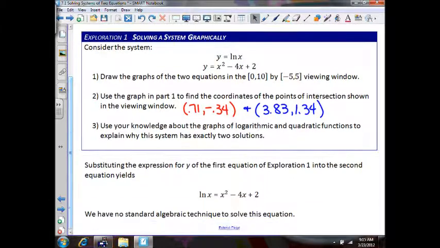So that's how we know about the graphs of logarithmic and quadratic functions. Nothing's going to be left of the x-axis or left of the y-axis for negative x. So that's why those two intersection points we found are the only two that we have. Now, if we substituted ln of x in for y in the first equation, put that in the second equation, we get ln of x equals x squared minus 4x plus 2. Now, there are no standard algebraic techniques to solve this equation, so that's why we had to do it graphically.